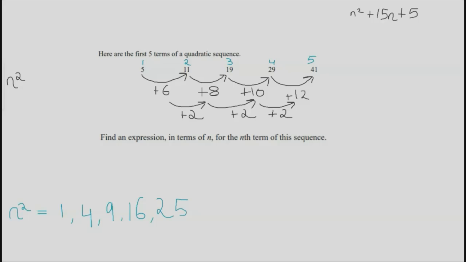I'll do that in green. So the first term is 5, so we'll put that here. Second term is 11, put that on top of the 4, which is 2 squared. And this one's 19, we'll put it on top of the 9. Then this one's 29, we'll put on top of the 16. Just put commas between these. And then finally there's the 41. And then we just subtract these two values.